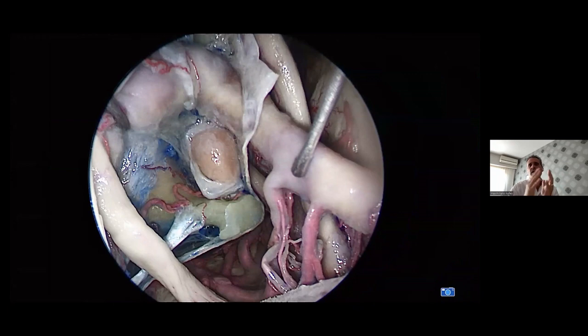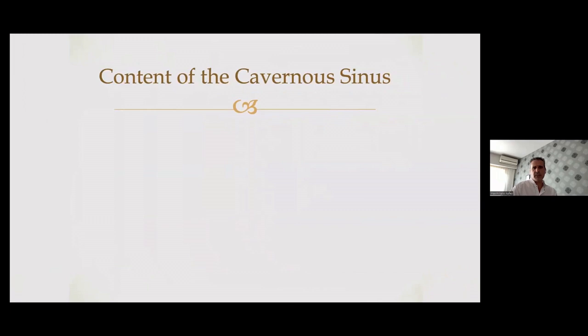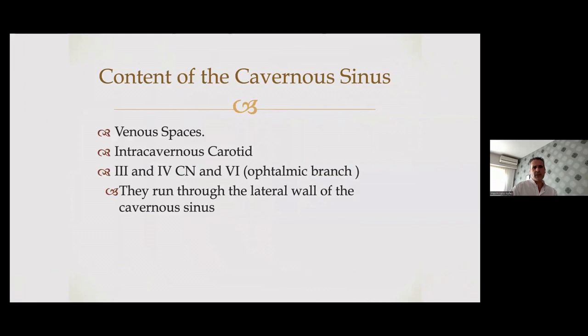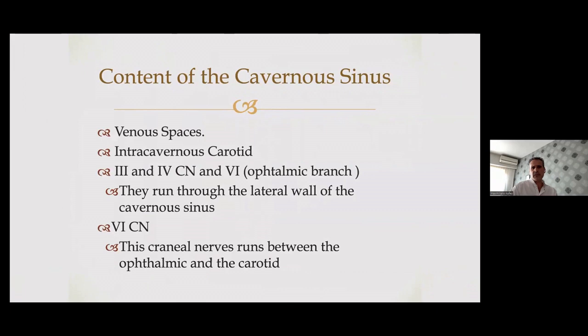Even we can see the carotid, of course, the different portions of the carotid, the optic nerve. We see the third nerve, the Gruber ligament, and the Dorello canal also, but the most important is the concept of the medial wall of the cavernous sinus. The content of the cavernous sinus is very rich. So we have venous space, intracavernous carotid, third, fourth, and sixth cranial nerve, and even the ophthalmic branch, of course, V1. They run through the lateral wall of the cavernous sinus, and the sixth, like I said before, runs between the ophthalmic and the carotid artery.